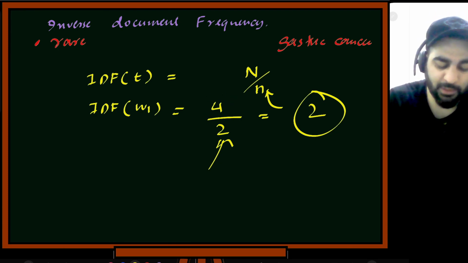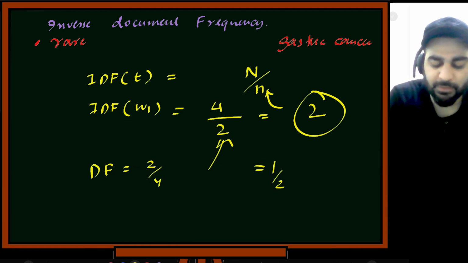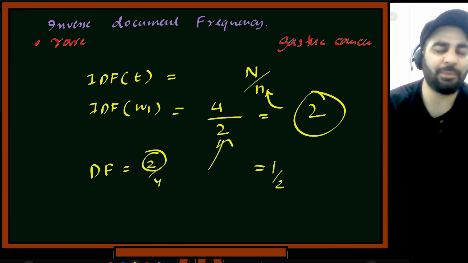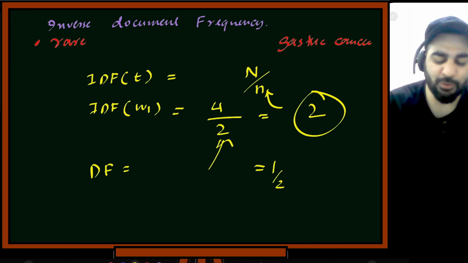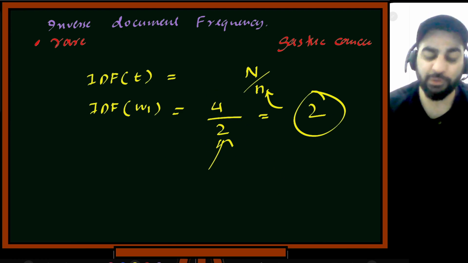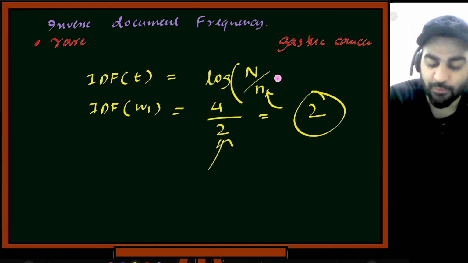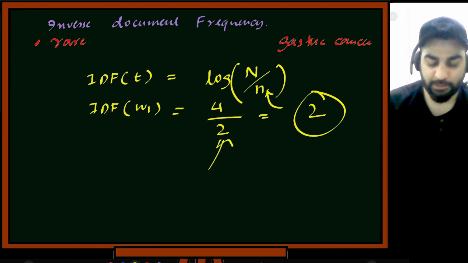You are writing it 1 by something, inverting it and seeing the total number of documents. So the document frequency will be 2 by 4, that is 1 by 2, because that's how many documents the word appeared in divided by the total number of documents. So inverse document frequency is just the inverse of this. And we apply a log on this. So log of this.